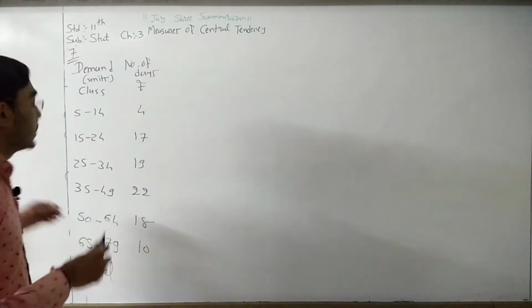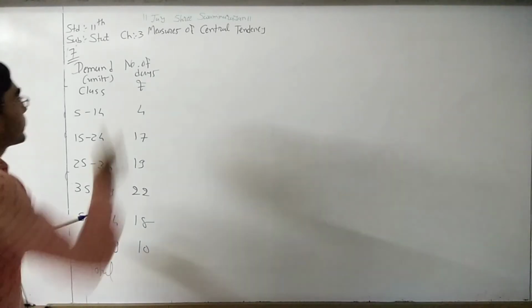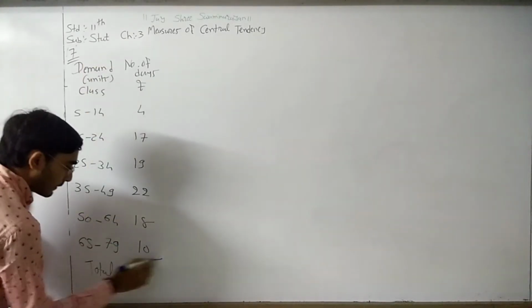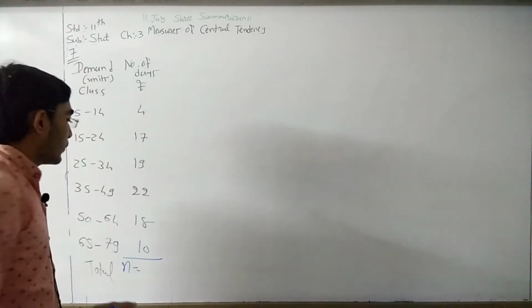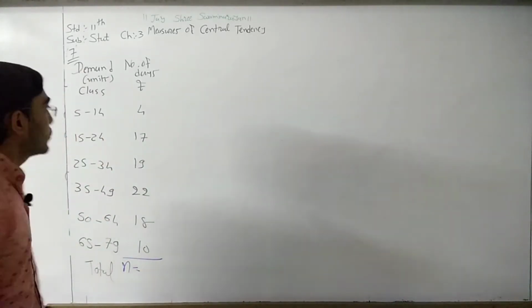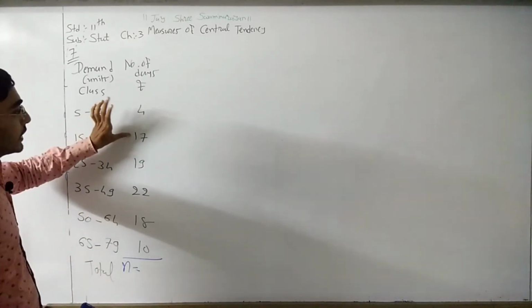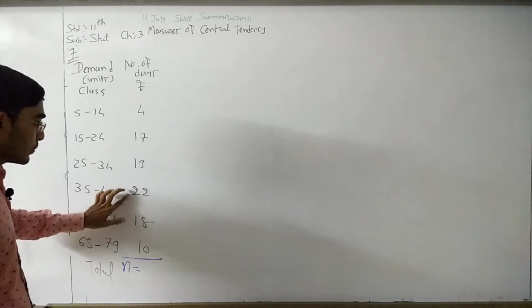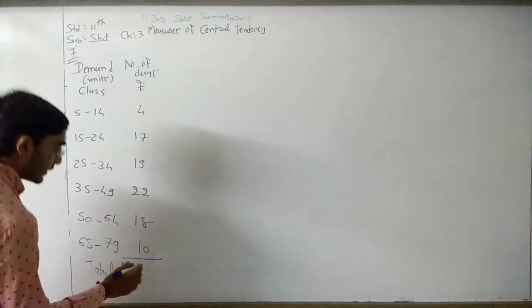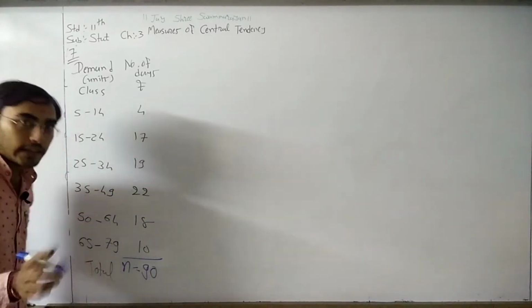So first of all, at this frequency, we will get the value of n. Just use your calculator. 17 plus 4, 21 plus 19, 40 plus 22, 62 plus 18, 80 plus 10, 90.